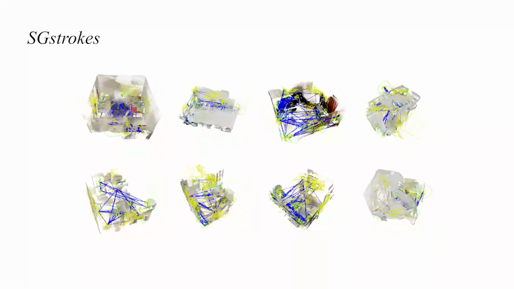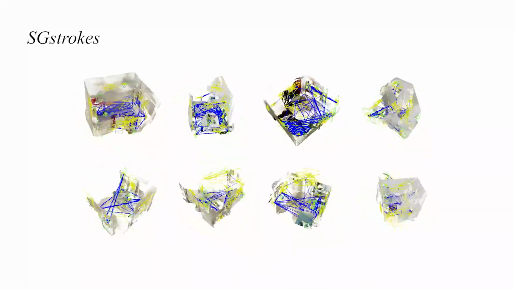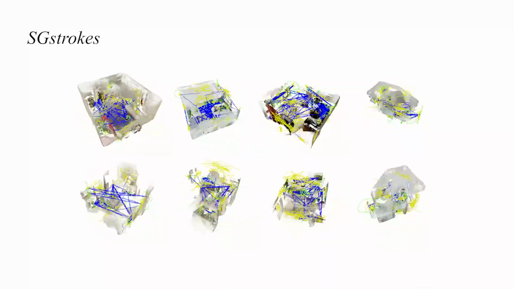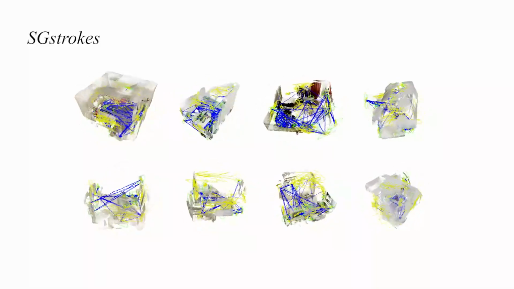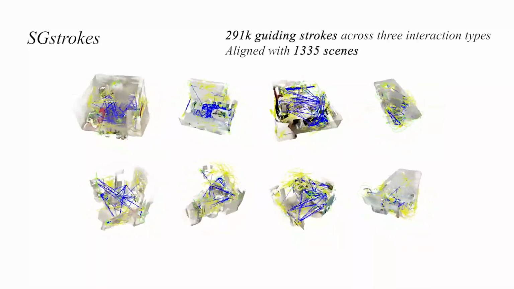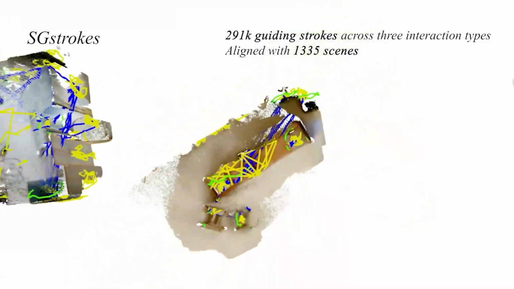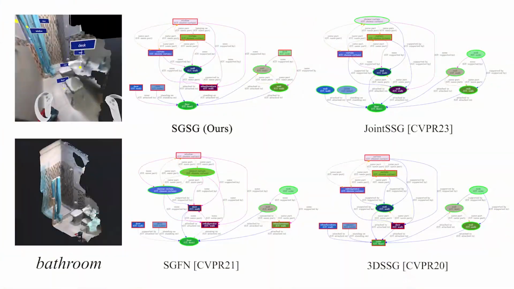For training setup, we construct a lightweight dataset, SG strokes, by augmenting 3RScan scenes with stroke-based guidance and annotations for objects and predicates. SG strokes contains 291,000 strokes across 3 interaction types, paired with over 1,300 scenes. Noise augmentation further aligns it with natural human interaction patterns. We compare our SGSG with 3 state-of-the-art methods.